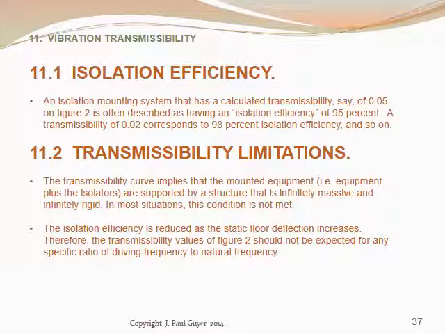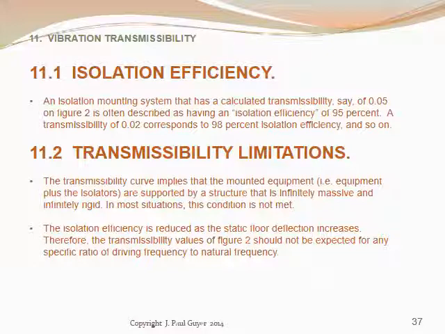An isolation mounting system that has a calculated transmissibility, say, of 0.05 on Figure 2 is often described as having an isolation efficiency of 95%. A transmissibility of 0.02 corresponds to 98% isolation efficiency, and so on. Strict interpretation of transmissibility data and isolation efficiencies, however, must be adjusted for real-life situations.